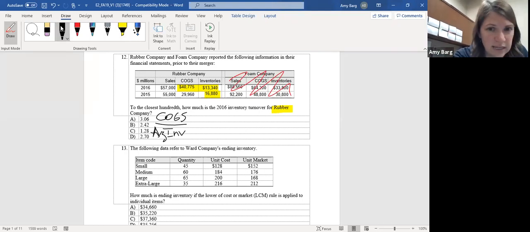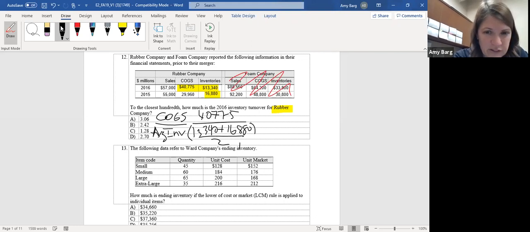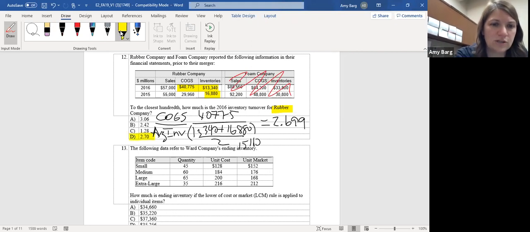So if we use the numbers that they give us, we get 40,775 divided by, now we have to do the average thing, right? So 13,340 plus 16,880 divided by 2. If you do that, you'll get 15,110. And so if you do the 40,775 divided by 15,110, you will get 2.699, which rounds up to 2.7. Are there any questions about how I did that?